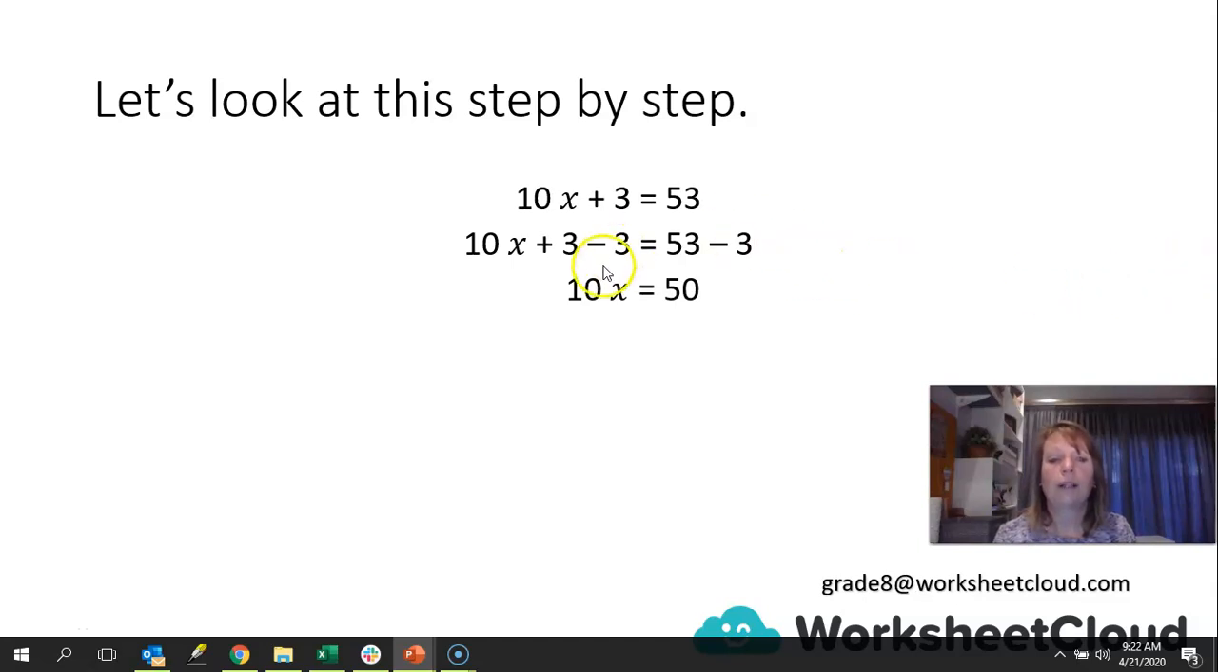Now we have to divide this side by 10 and that side by 10 so that we can have x on its own, just like that. Can you see how we've kept the equation balanced? Then we're going to end up with x is equal to 5.